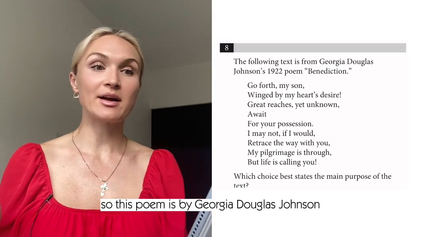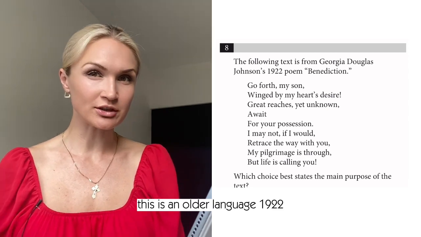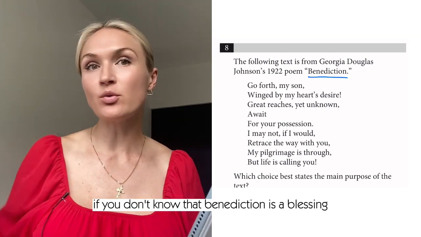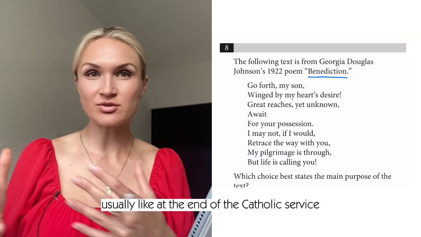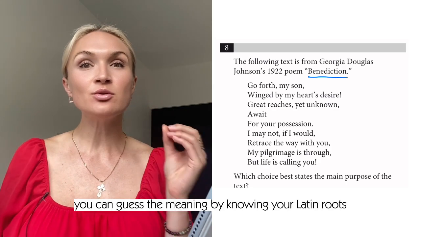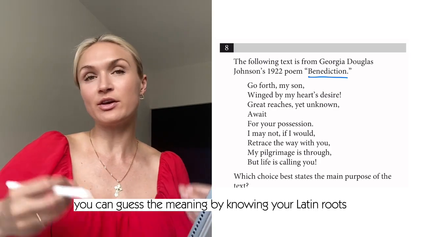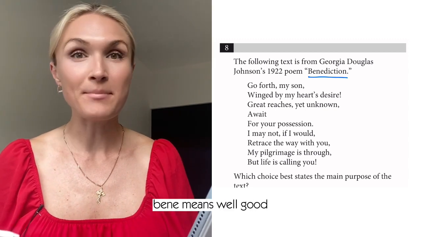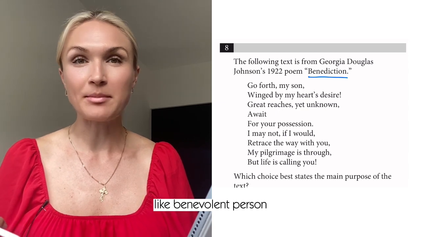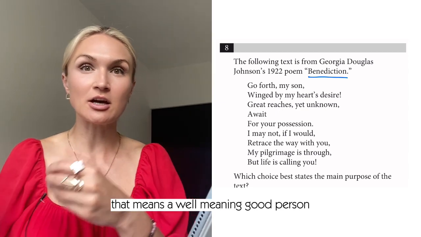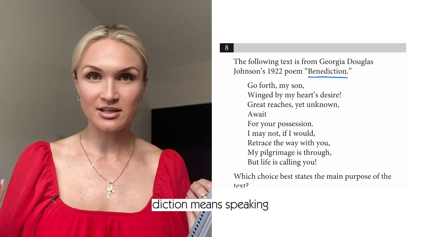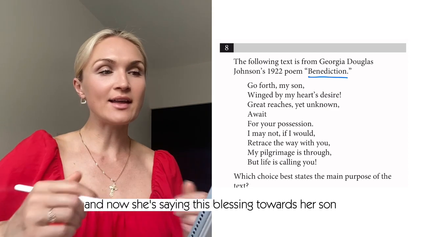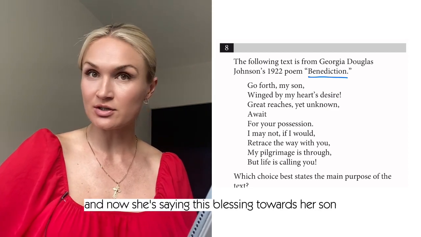So this poem is by Georgia Douglas Johnson. This is an older language, 1922, and it's called The Benediction. If you don't know that benediction is a blessing, it's usually like at the end of the Catholic service, you can guess the meaning by knowing your Latin roots. There's a Latin root bene, benevolent. Bene means well, good. Like benevolent person, that means a well-meaning, good, generous person. Diction means speaking. So benediction is kind of like a blessing. And now she's saying this blessing towards her son.